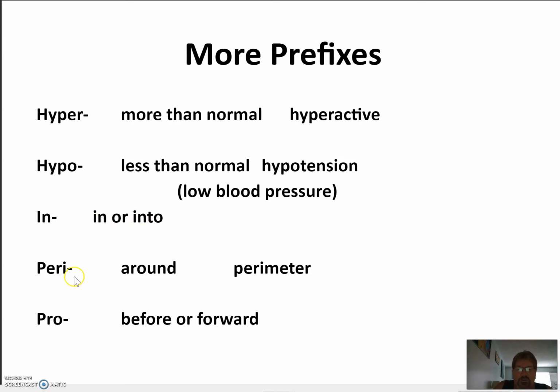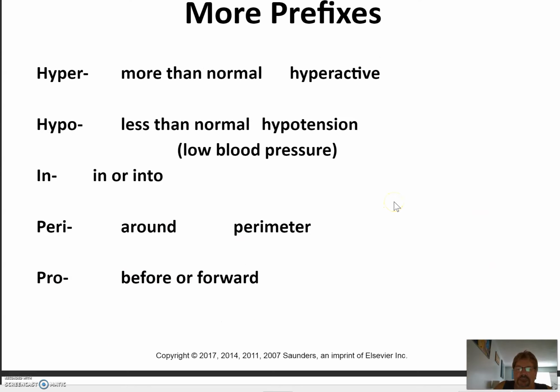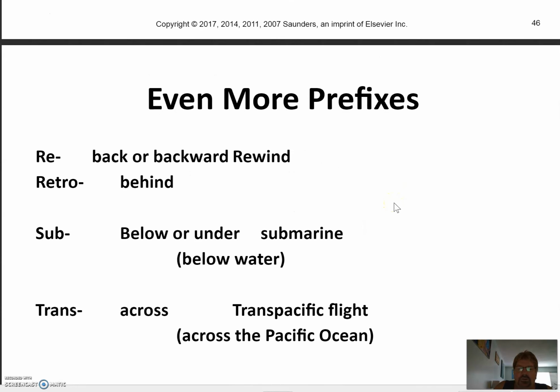En just means in. Peri means around, like the perimeter is a distance around a circle. Pro means before or forward. Re means backward or behind, like to rewind a tape. Retro means behind something. Sub means below or under. Perfect example they're already using here is a submarine, a vessel that is under the water. Trans means across. Like a trans-Pacific flight means it's a flight going out across the Pacific Ocean.